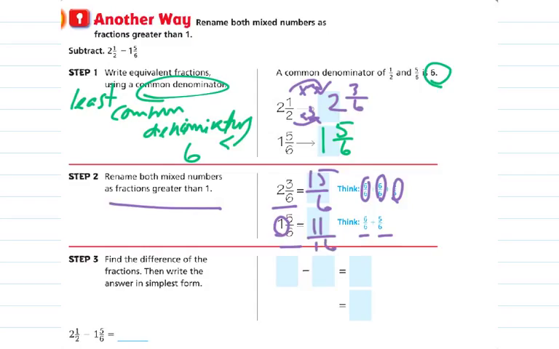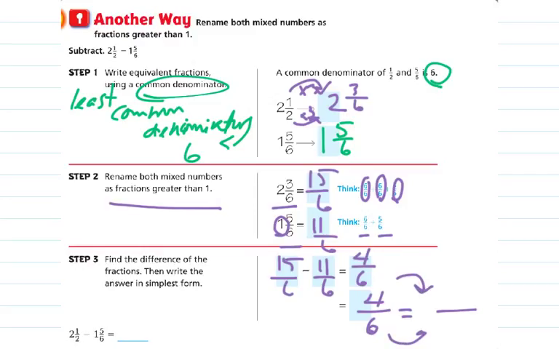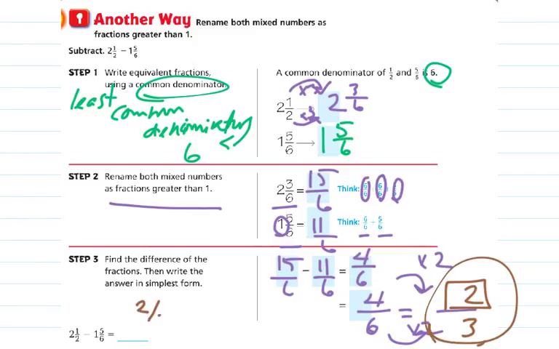So now step 3, it says find the difference of the fractions and then write your answer in simplest form. So now we have 15/6 and we have 11/6. So 15 minus 11 would give us 4/6, and we think to ourselves, well, 4 and 6 do have a common factor, and that common factor is 2. So we think to ourselves, what number times 2 equals 4? Well, that's 2. What number times 2 is equal to 6? That's 3. So our answer in simplest form would be 2/3.